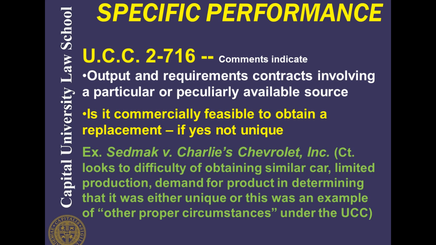And you see this again playing out in Sendak versus Charlie's Chevrolet. In that case, the court looks to whether the specific Corvette in question was unique, and the court finds that it was difficult to obtain a similar car. There was limited production. The demand for the product was great, and therefore the court determined that although there were 6,000 Corvettes made that were the same or similar, this was an example of UCC uniqueness.